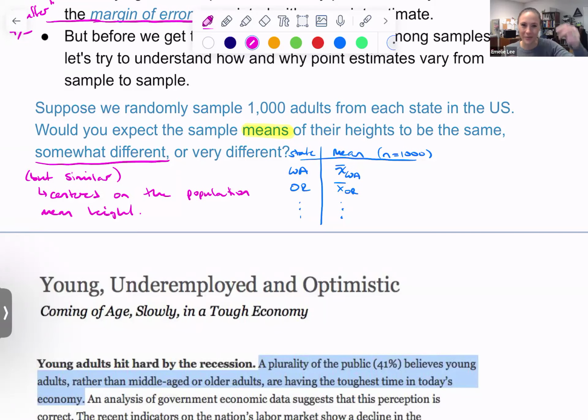But if I got another bag, I would say, hey, these are different. Not drastically different, hopefully, right? But I expect them to be somewhat different, but centered on the weight that's written on the bag. Okay.